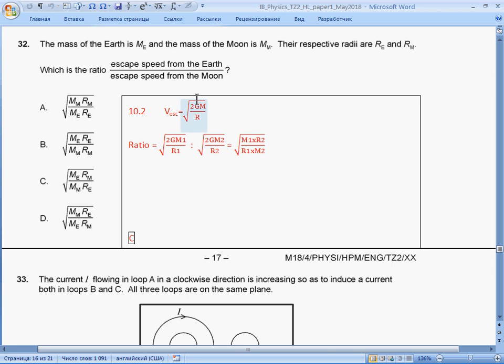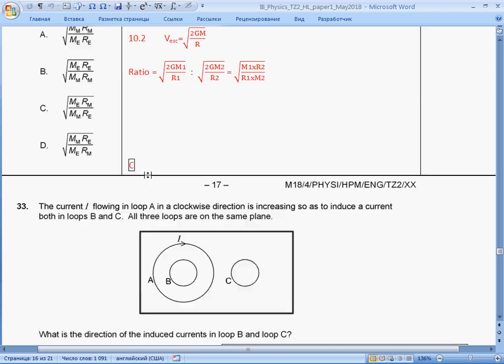32. Moon and Earth, find the ratio of escape speeds. So section 10.2, escape speed, ratio, mathematics, we get C.